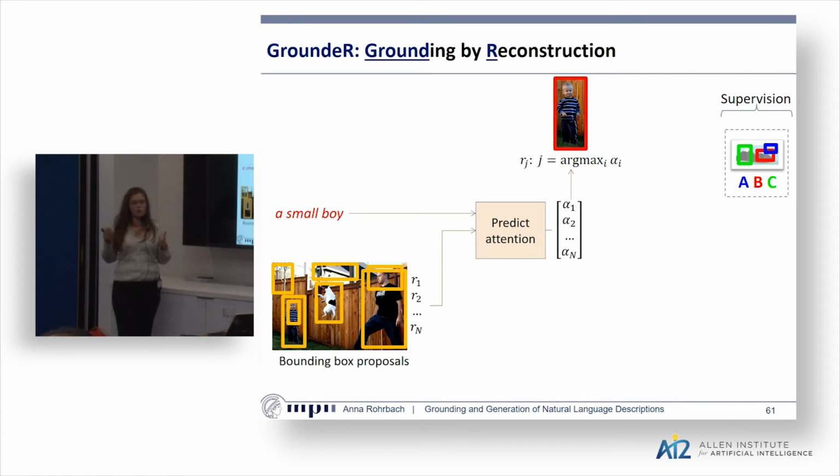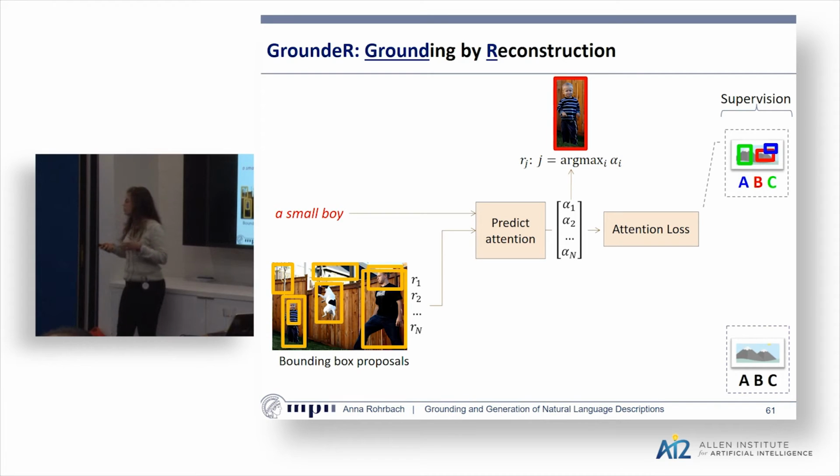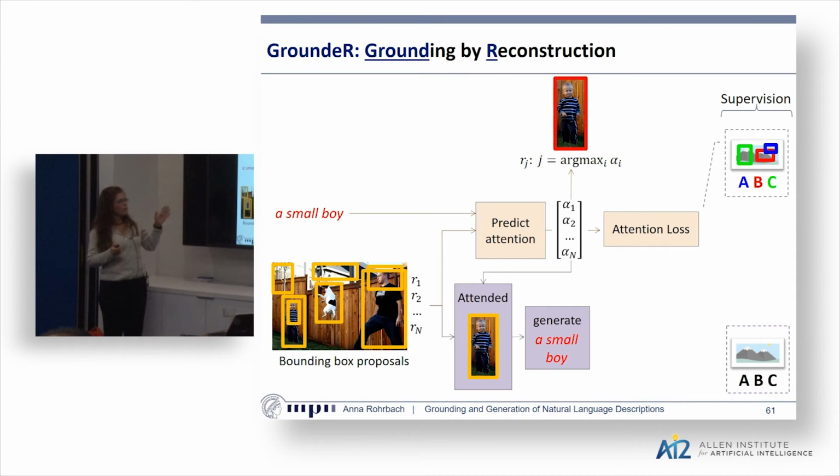Remember, we have different types of settings with the supervision. If we are given all the supervision, we know which region is the correct one, so we can directly apply an attention loss to penalize the incorrect attention. That is clear. So what if we don't have any localization supervision? Then we come up with a simple intuition: if we have attended to a certain region, we should be able to reconstruct our query phrase just by looking at this region. If we are able to say a small boy by looking at this region, that was the right region to look at. And of course, if we are saying a white dog, it was the incorrect region. So we can optimize the whole thing in an unsupervised fashion just by looking at this reconstruction loss.